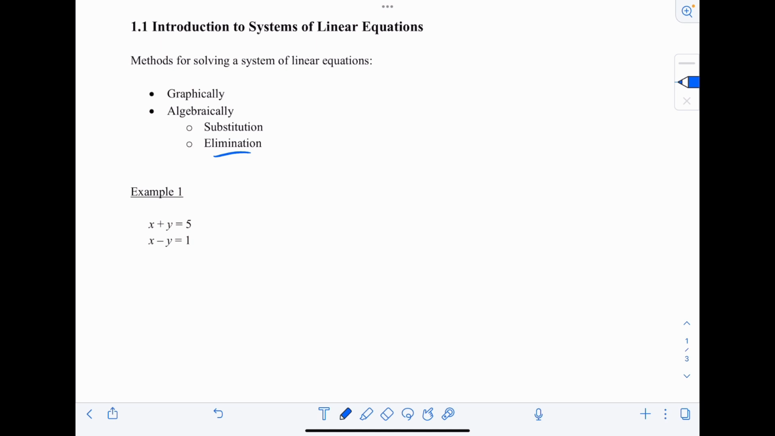So because I would imagine that you know how to do this, though maybe it's been a while and you may have forgotten, I'm just going to run through a number of examples. We're going to do mostly two variable, two equation systems. We will do one three variable, three equation system at the end.